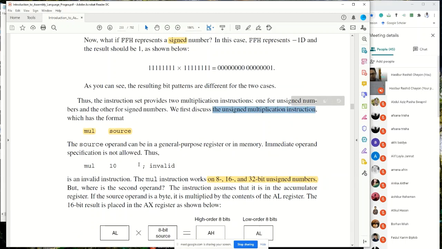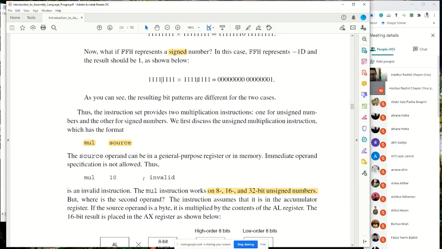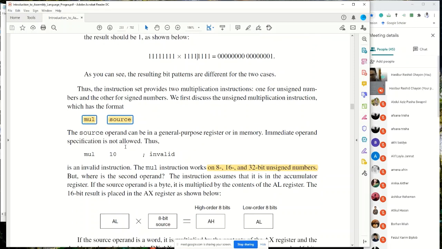So the question is, we have two numbers to multiply, this one and that one. So we have only one. Where is the other one? The other one depends on the size of the source. We assume that the other number will be stored in another register location.